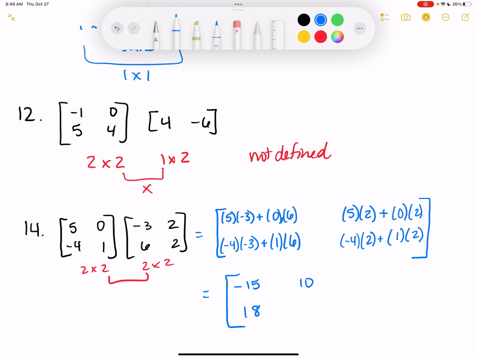Negative 6. Yeah, if you need to have an intermediate step of actually writing out like that, you know, this is negative 15 plus 0 and whatever, you can, but you don't have to have that.